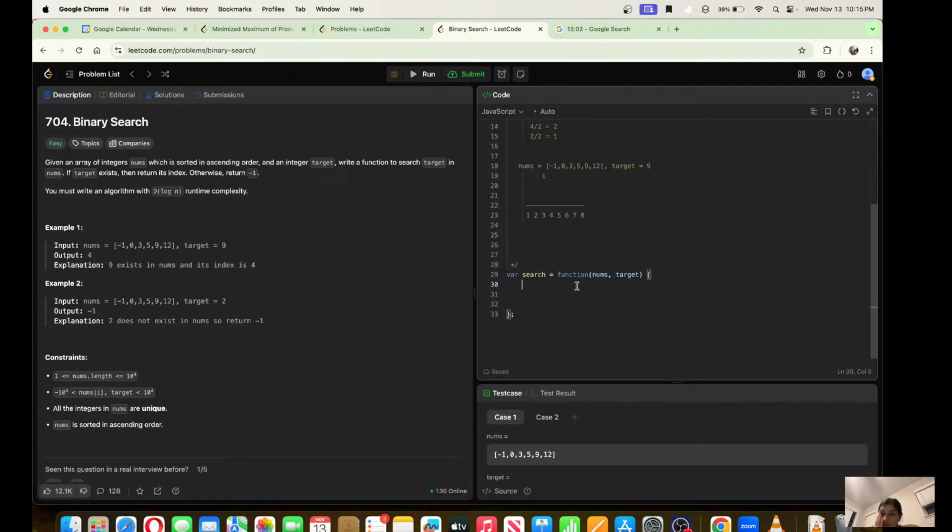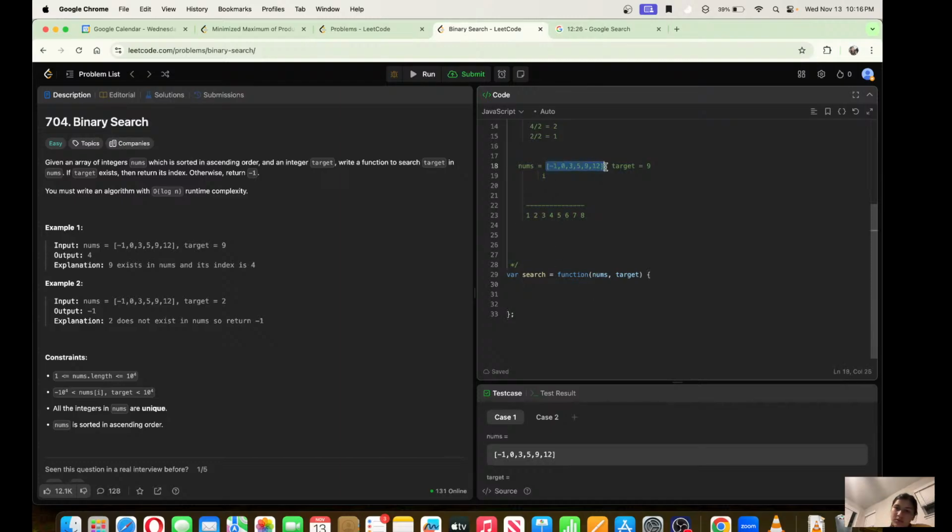Okay, now let's write the code then. First of all, we'll divide the search space into half and see if that number is present there. If that number is not present there, then we will look into the other half. And if we reach a state where we cannot divide any further, then it means that there is no solution.